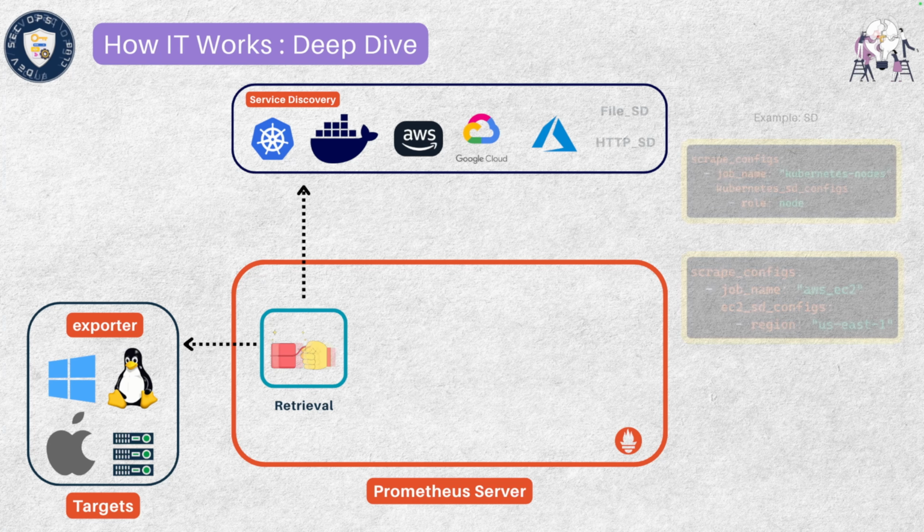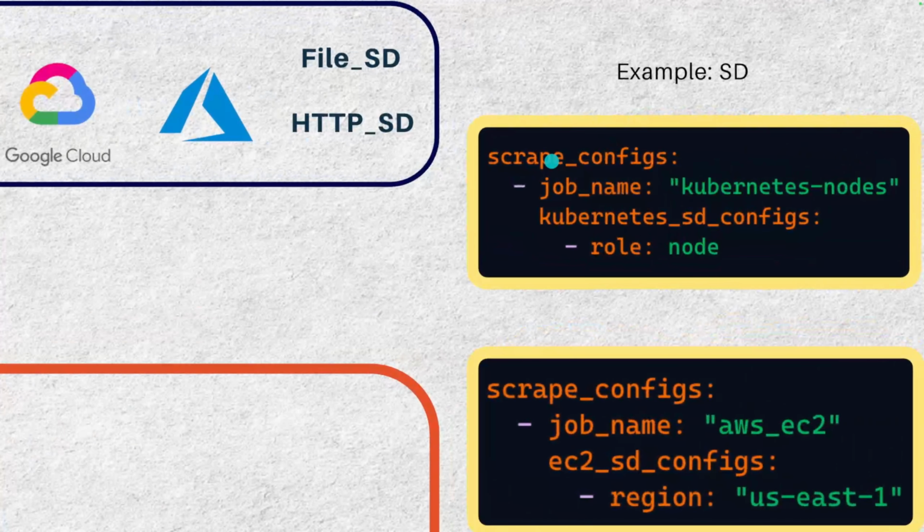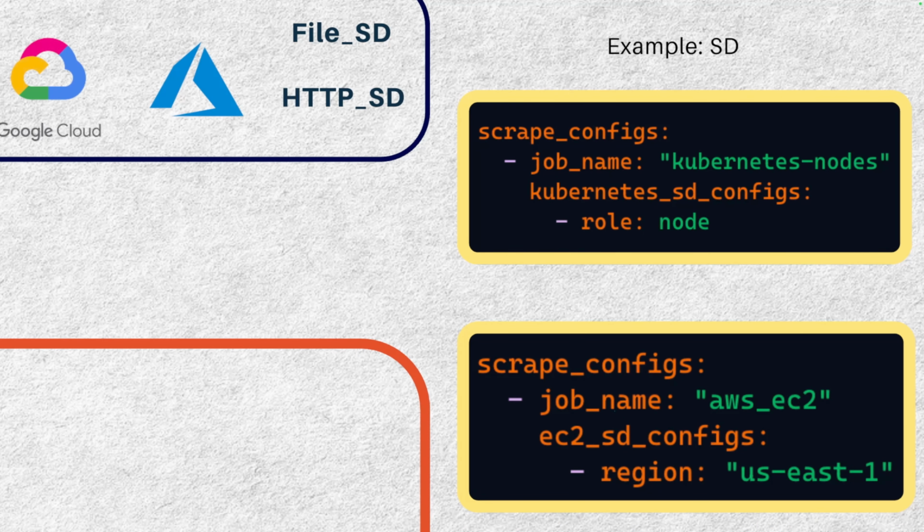For this we have an example. Let's see. Here is scrape config, and it is not a static config, it is a scrape config. The job name is kubernetes-node, with a kubernetes_sd_config. Here we set a role of node, and this is for the AWS EC2 instance. It's a service discovery configuration in this region, so whatever new instance comes up in this region will automatically be added as a node.